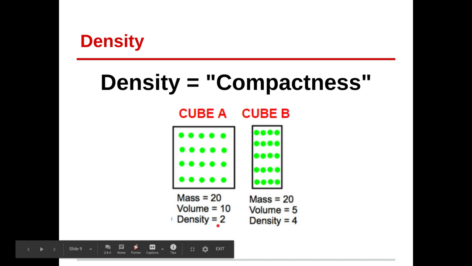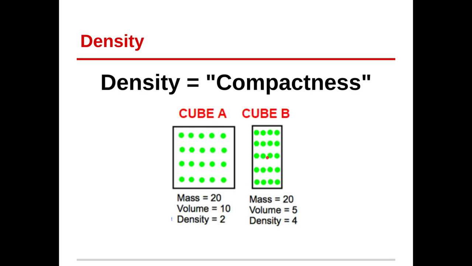Okay, and so again, it's a measure of compactness. How much stuff do you fit in a certain amount of space? Well, there's more stuff compacted into this smaller amount of space. This is the same amount of stuff, but in a bigger space. So therefore, the density over here in cube A is actually lower. Cube B has a higher density because it has more stuff jammed into a certain amount of space.